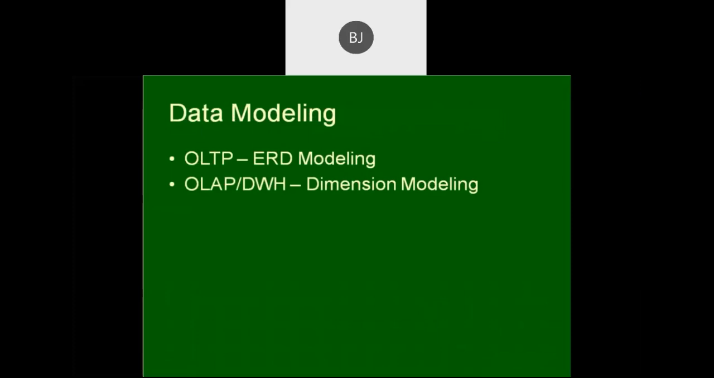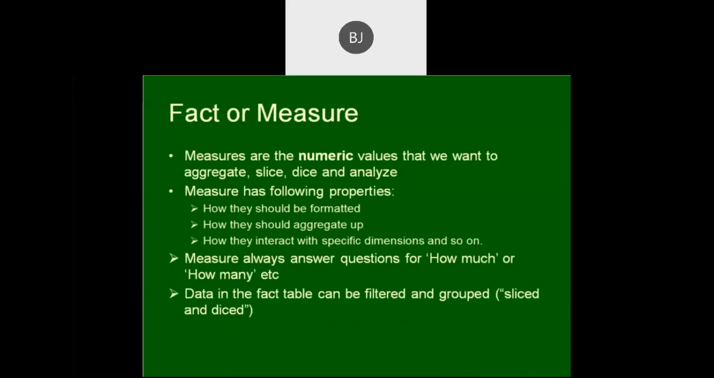Now OLTP, where we have ERD modeling, OLAP we are going to be implementing dimension modeling. So what is a fact? Measures are the numerical values that we want to aggregate, slice and dice and analyze. Slicing, what does it mean? Dicing means group by. How they should be formatted, how they should be aggregated, all these things we'll discuss later. Measures always answer questions: how much is the sales, how many sales. Data in the fact table can be filtered and grouped. Filtering and slicing and dicing.